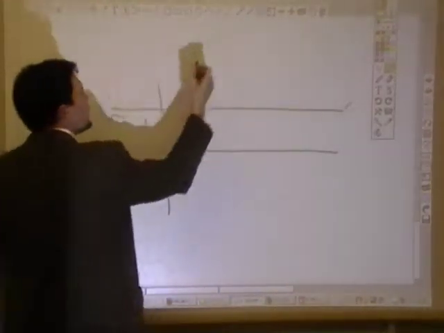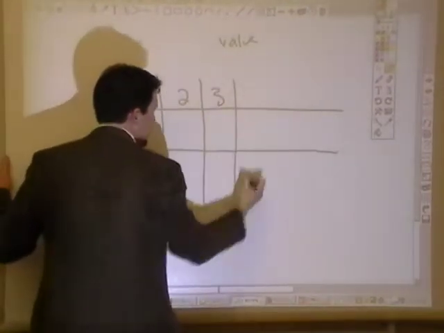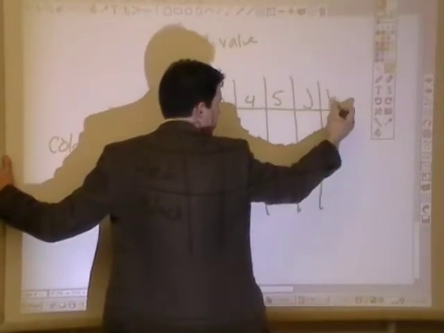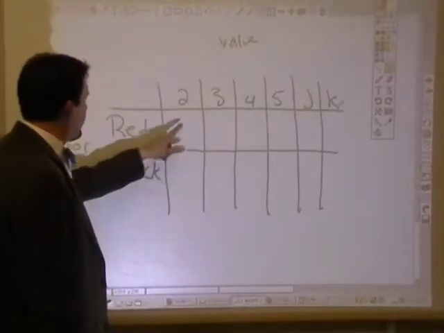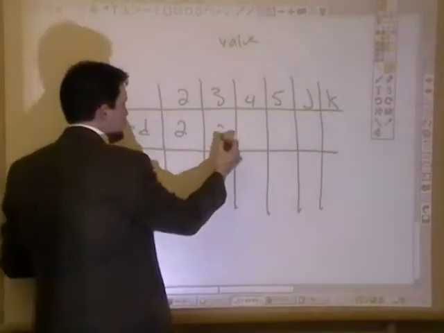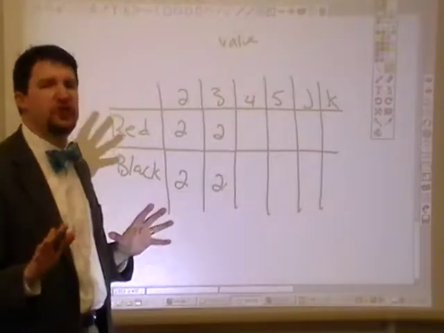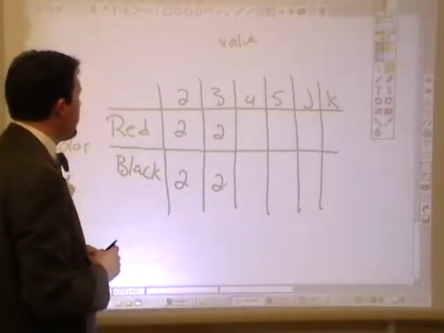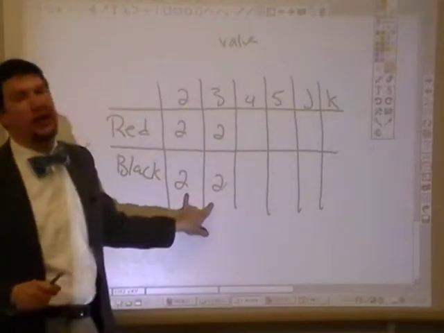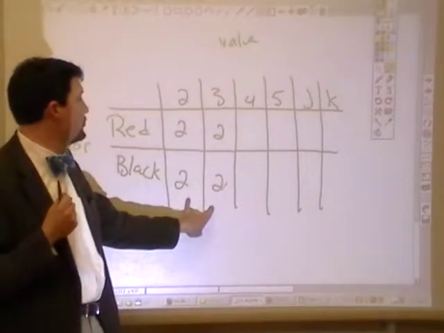But then I'm also going to take a look at the value of the cards, and I can have a 2 or a 3 or a 4 or a 5 or a jack or a king. There are 2 red 2s and there are 2 black 2s and there are 2 red 3s and there are 2 black 3s. But when we talk about disjoint or mutually exclusive, for example, 2 and 3, these are columns. They do not intersect at all. These values are disjoint because there is no 2, 3.